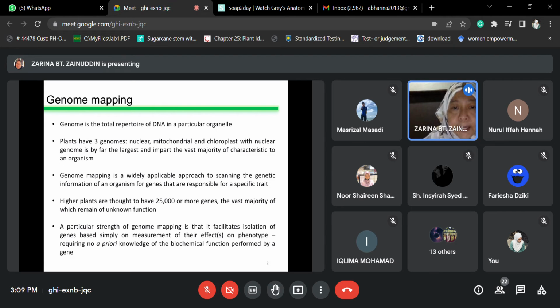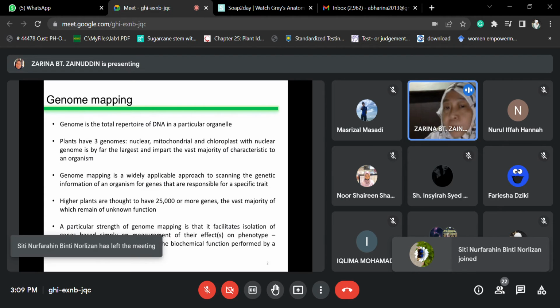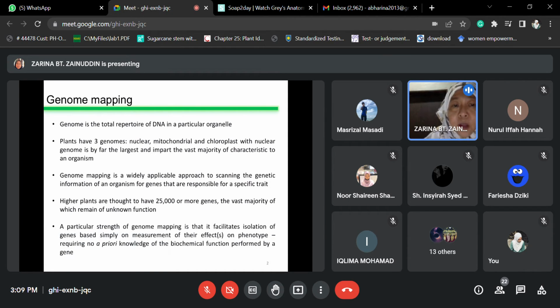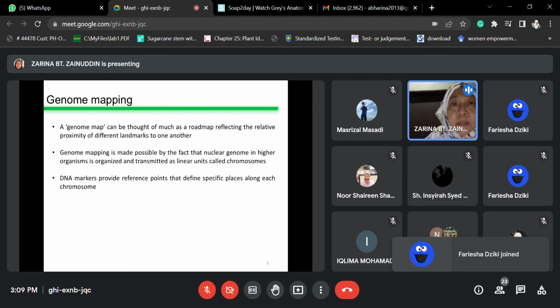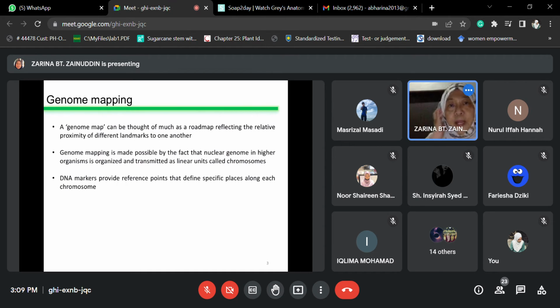So basically, higher plants are thought to have around 25,000 or more genes, and for the majority of the genes the function is yet unknown. So genome mapping will facilitate the isolation of the gene, based simply on the measurement of their effect on the phenotype. So a genome map can be thought of as a roadmap, showing the relative proximity of different landmarks to one another. It is just like a map where we have landmarks.